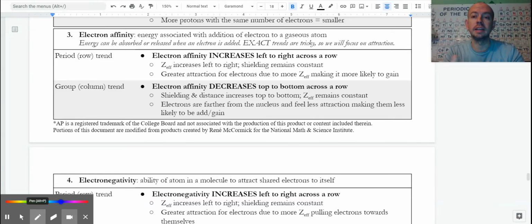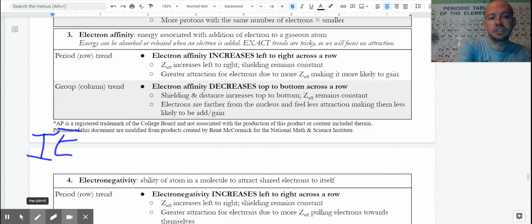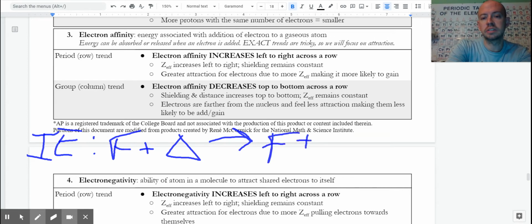Electron affinity is the counterpart or the opposite of ionization energy. So we wrote an ionization energy reaction for sodium, but I'm going to write one here for fluorine, because fluorine plus, and here I'm going to use delta for energy input, can turn into an F+ plus an electron.